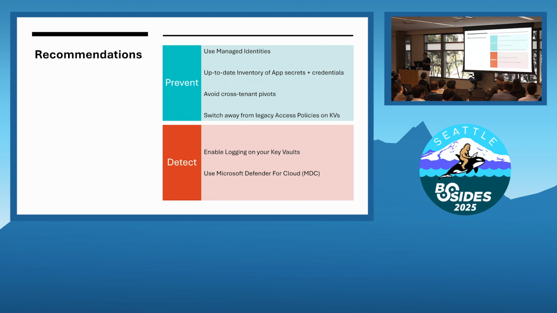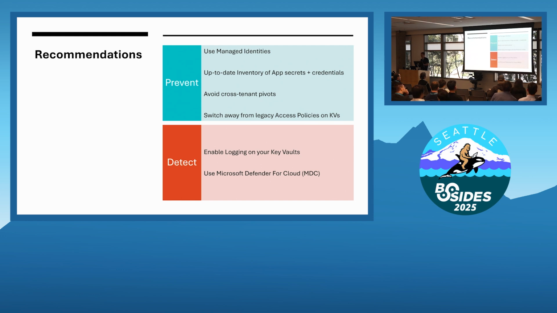If you must use app secrets and credentials, we highly recommend you have an up-to-date inventory of them and make sure that they do not cross security boundaries. Do not have a prod secret in dev, for example. And also avoid cross-tenant pivots. You should not have some application called mcore PPE, which exists in your dev tenant, but is owner in your prod tenant for some reason of a resource group. That should never happen.